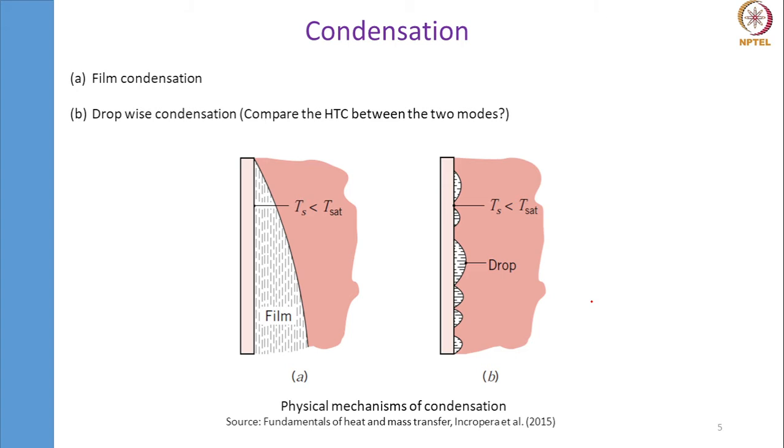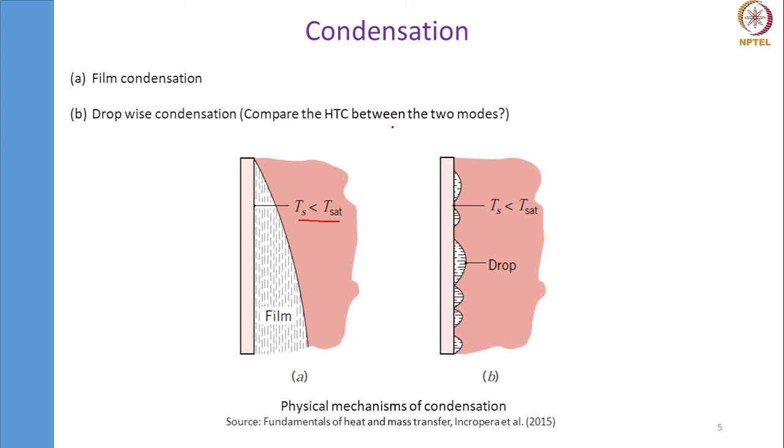We'll learn a few concepts related to condensation heat transfer. So condensation happens when a hot fluid comes in thermal contact with a surface which is at a lower temperature than its saturation temperature. Then the process of condensation starts. So in condensation, we have two types of heat transfer regimes, two modes of heat transfer rather. The first one is called film condensation and the second one is called dropwise condensation.